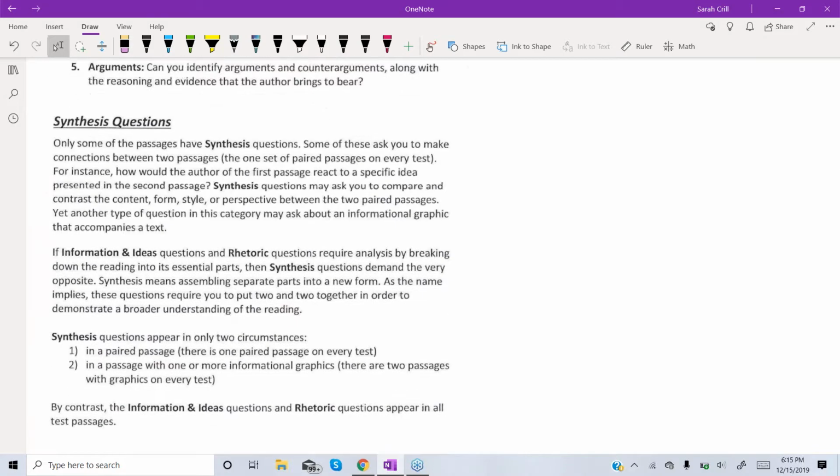Synthesis questions are for paired passages or informational graphics. So in paired passages, you want to make sure, do they agree or disagree? And in graphics, there will most likely be a question that says, pick the option that agrees with the passage and the graph. So you want to make sure that those two things agree.